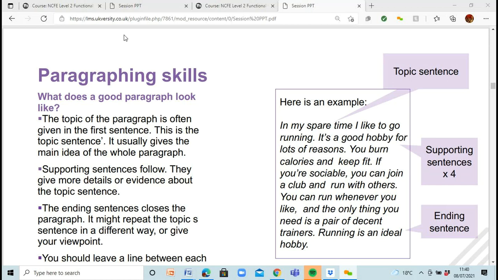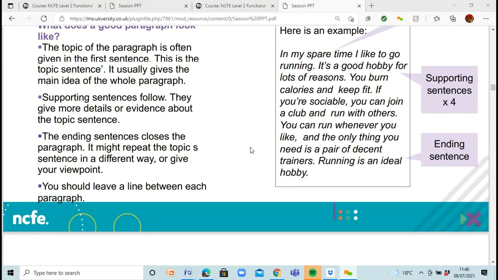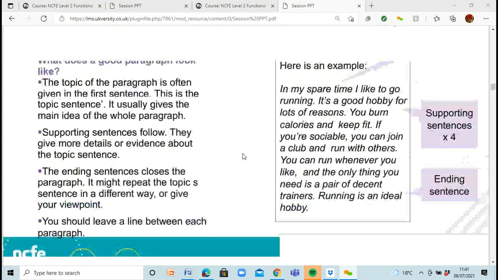You'll have supporting sentences that will give you evidence, and then you'll have an ending to the paragraph. So it might repeat what the topic was about and so on, but it will give you an idea of what you've talked about, like a conclusion. And a good idea, whenever you're doing multiple paragraphs on multiple pieces of work, is to make sure that you leave a line between your paragraphs. Don't start your next paragraph straight on the next line. Leave a gap. Skip one line and then go forward.